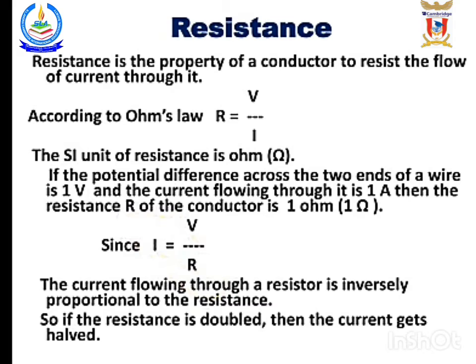What is the meaning of inversely proportional? If one term increases, the other decreases. If one decreases, the other increases. So if current is high, resistance is low. The current flowing through a resistor is inversely proportional to resistance. So if the resistance is doubled, the current gets halved. Got it, students? If the current is doubled, the resistance is halved, or if the resistance is doubled, the current is halved.